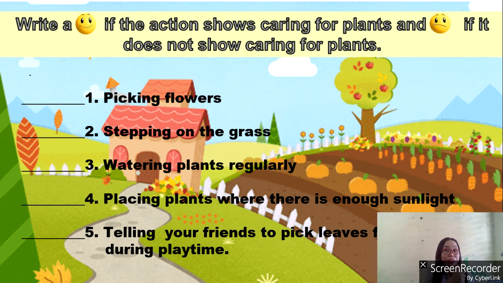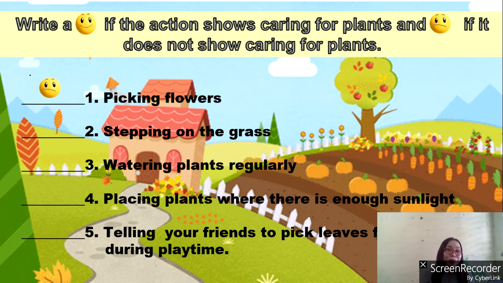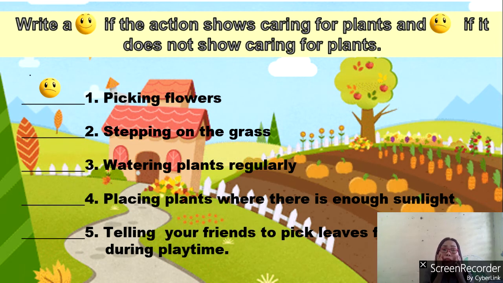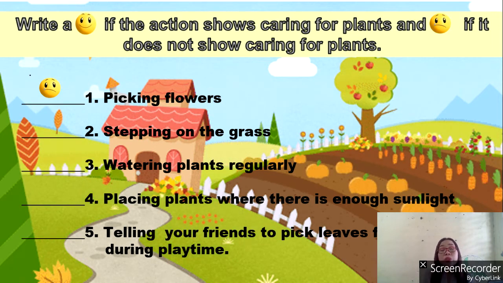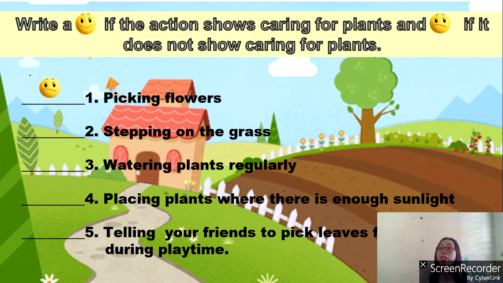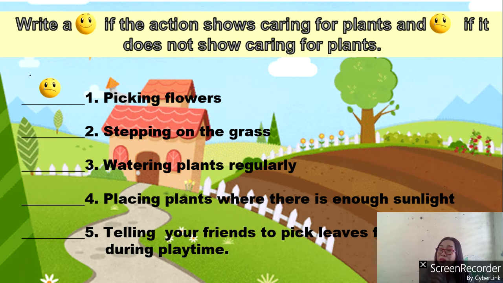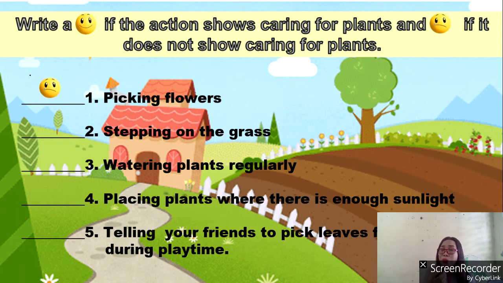Now let's check if your answers are correct. Number one is a sad face. Picking flowers is not really advisable. That's why if you go to a park and there are a lot of flowers there, there's always a signage, do not pick flowers. Okay? Because if you're picking flowers, it is not showing care for plants.